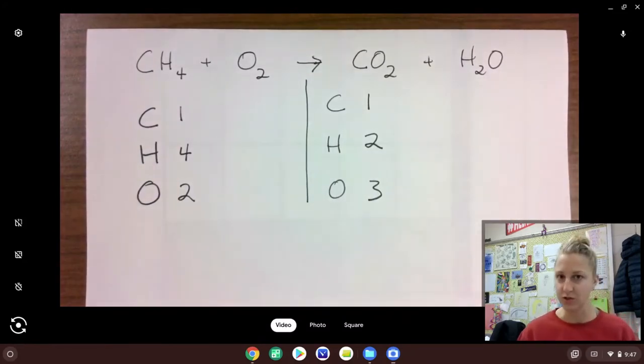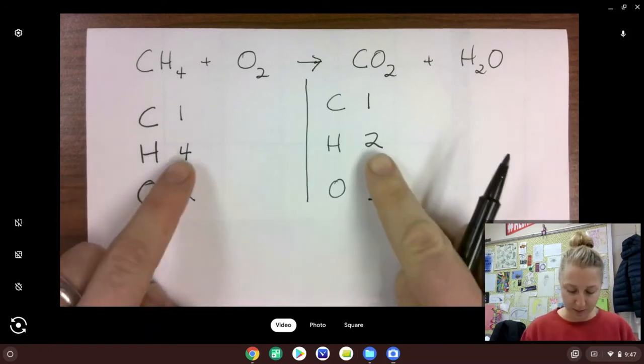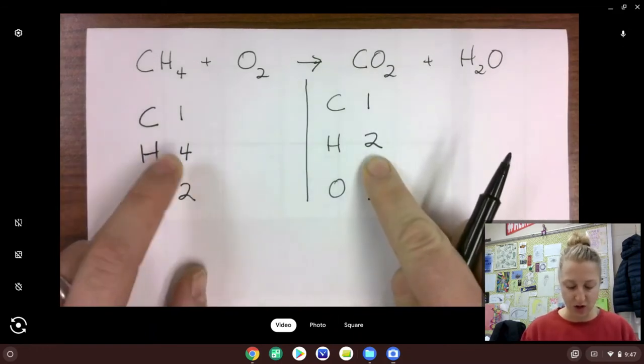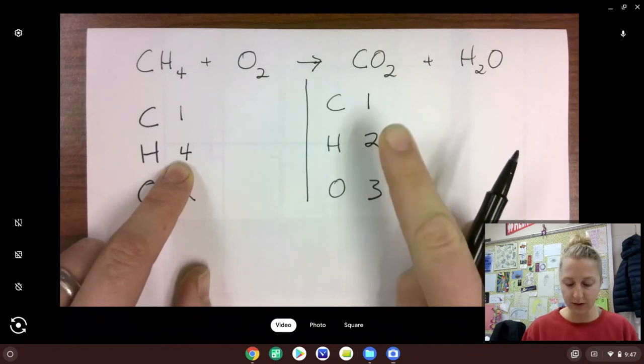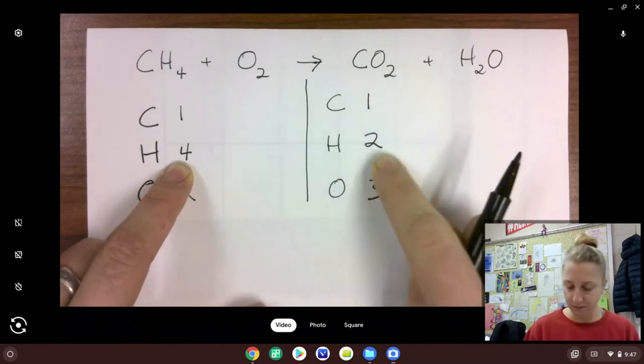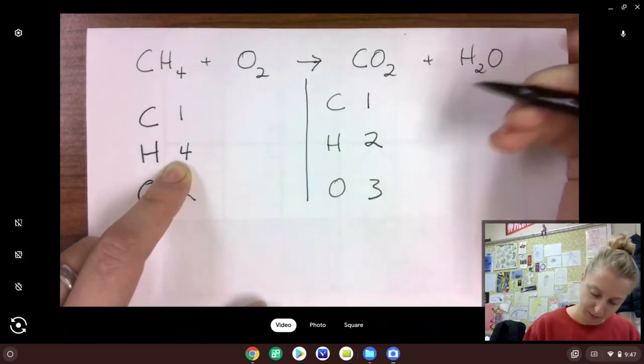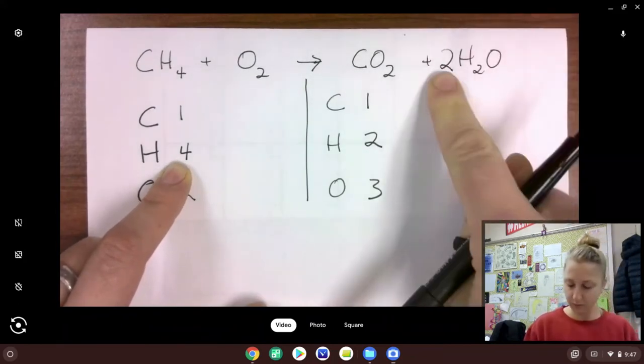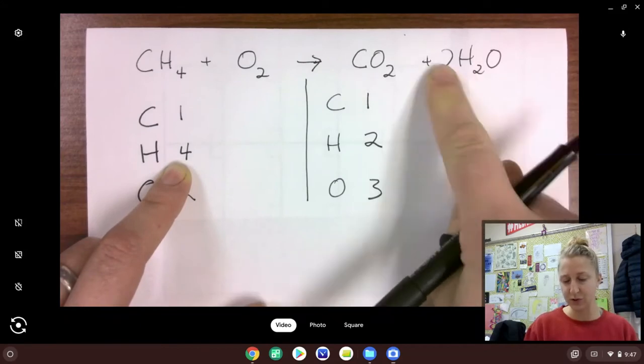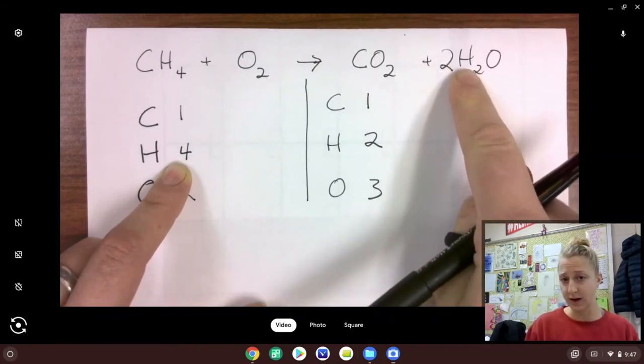All right. So let's look at how we can balance this out. So our carbons are already balanced, but our hydrogens and our oxygens are not. So how can we adjust that? Well, a good place to start would be balancing out our hydrogens. If I have 4 of them over here and only 2 over here, what I can do is multiply where my hydrogens are here. I can multiply that by 2. So now I've got 2 times 2, so that's 4 hydrogens.